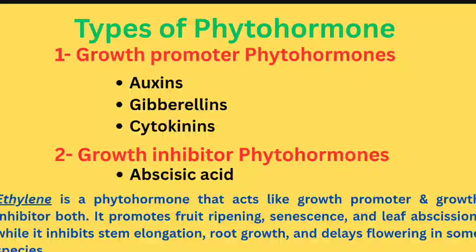Apart from these two types, there is also a very important hormone, that is ethylene. Ethylene is a phytohormone that acts like both a growth promoter and a growth inhibitor. So it is not included in those categories. It is a different hormone, and it promotes fruit ripening, senescence and leaf abscission, while it inhibits stem elongation and root growth and delays flowering in some species.